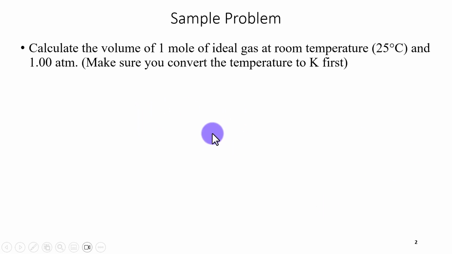Here's a sample problem, and I've picked different ones here, each calculating one variable. I have 1 mole of ideal gas at room temperature and 1 atmosphere pressure. What is the volume? Note that you will use the value for R that is in the previous slide, convert the temperature to Kelvin first, and then use PV equals nRT to calculate the volume.